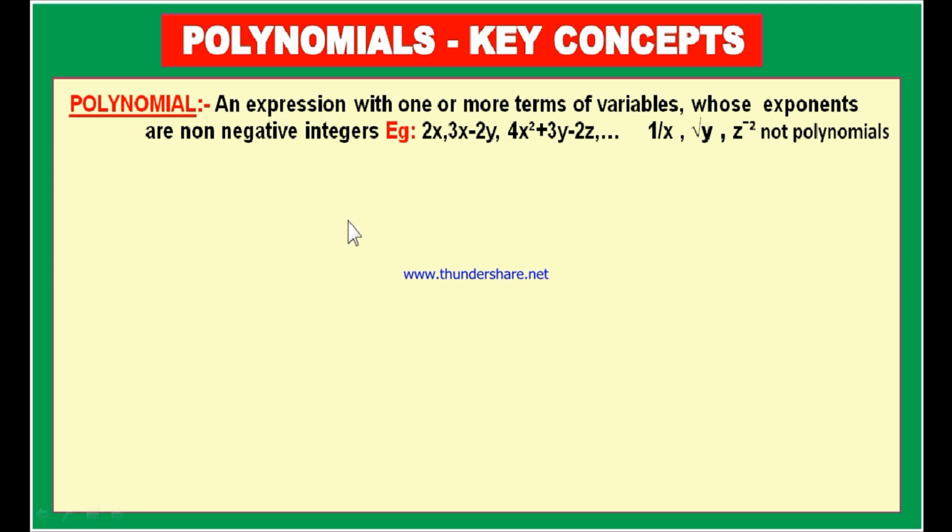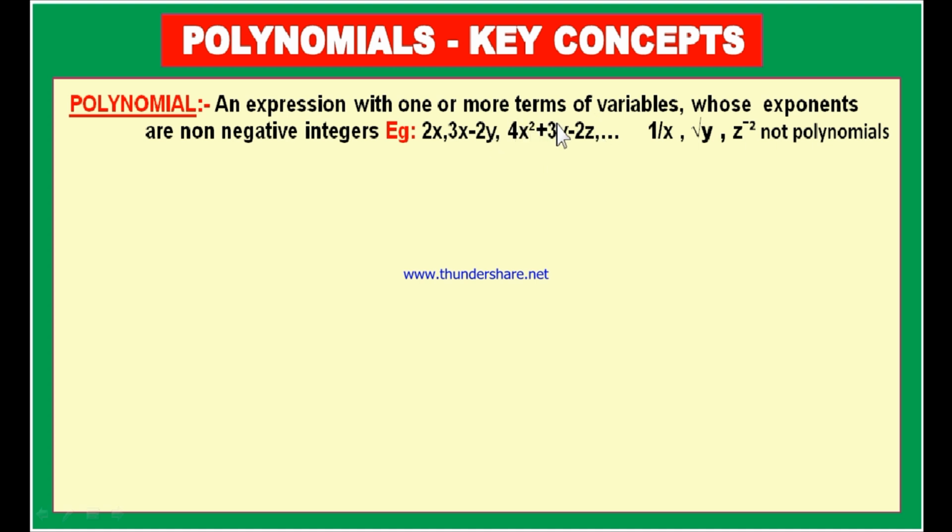Is it clear? Okay, dear students, observe this third example now. 4x square plus 3y minus 2z. Here, how many terms can you find? 4x square is one term, 3y is the second term, minus 2z is the third term. In all these three terms, how many variables can you find? x is one variable, y is the second variable, and z is the third variable. The exponent of x is 2, the exponent of y is 1, and the exponent of z is also 1.